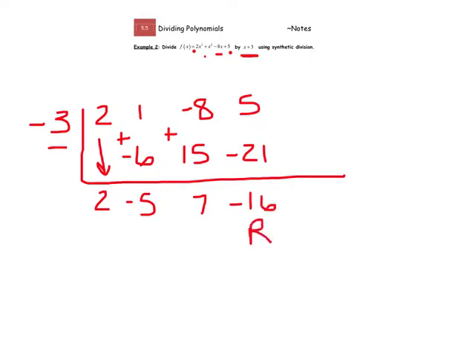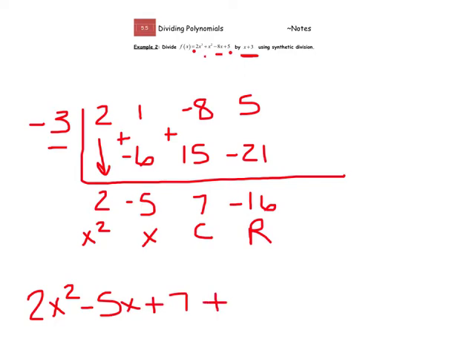So this is always going to start with your remainder on the right-hand side. Then this is your constant term, this is your x term, and this is your x squared term. So you do have to write the answer out just like the answer was in the last problem. So you have to write out 2x squared minus 5x plus 7 plus the remainder, which is negative 16, all over the divisor, which is x plus 3.